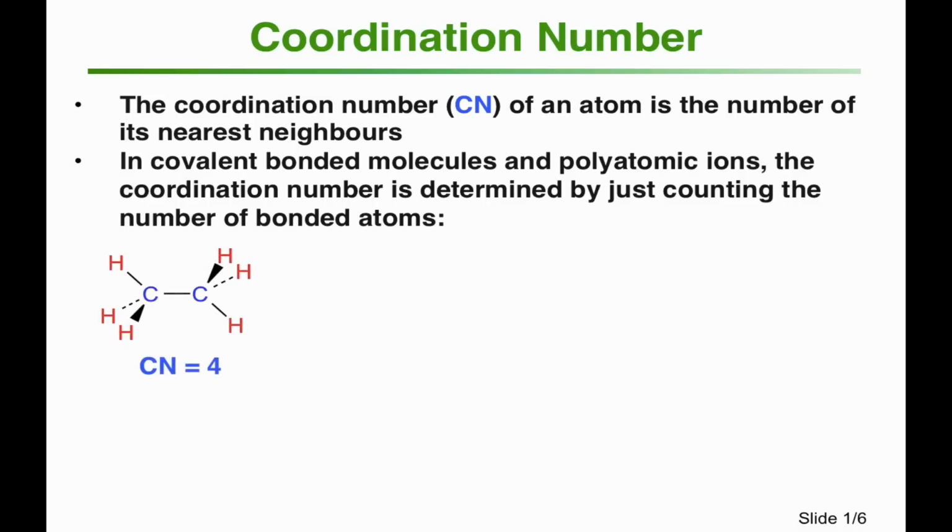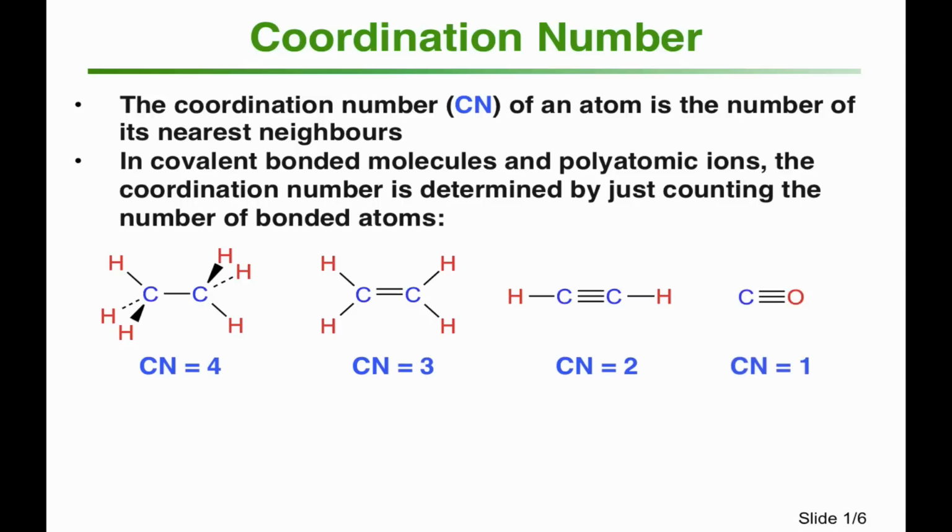So each carbon in this molecule is bonded to 4 atoms, it has a coordination number of 4, which the carbons in this one are only bonded to 3 atoms, coordination number of 3. In this one, the carbons are bonded to 2 atoms, coordination number of 2. And finally, the carbon in this molecule is only bonded to 1 oxygen, and so it has a coordination number of 1. Notice it doesn't matter if those bonds are single, double or triple, we're simply counting the number of directly bonded atoms. We can also apply this to ions.